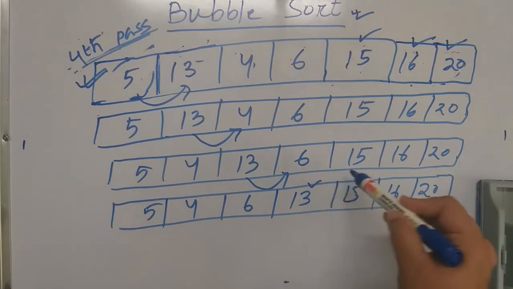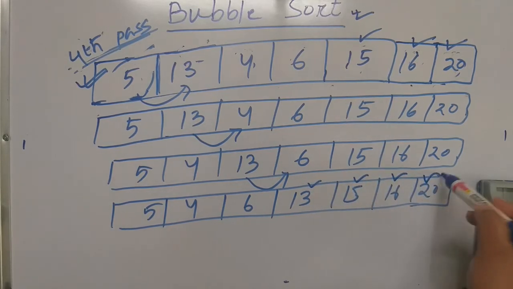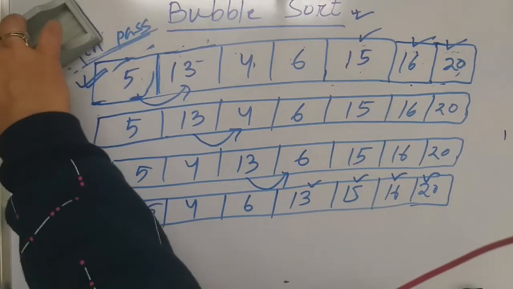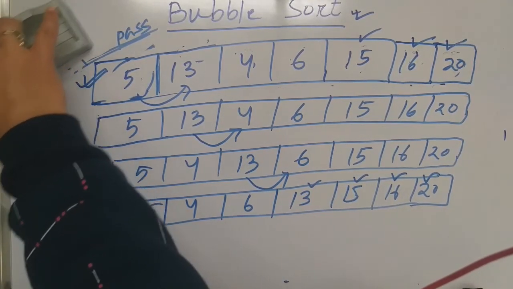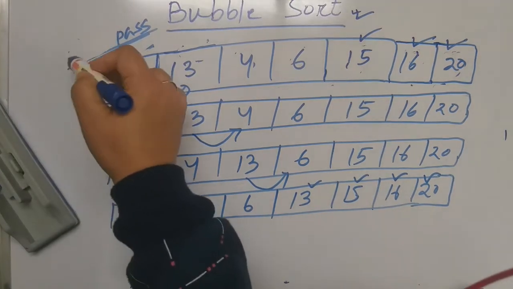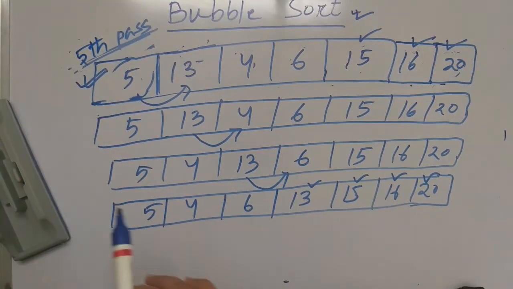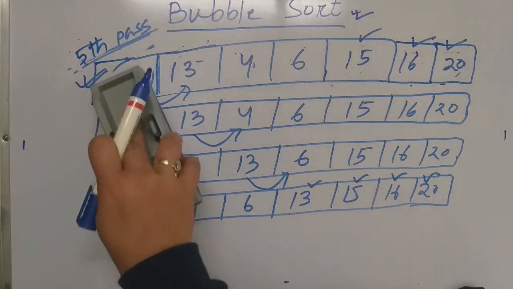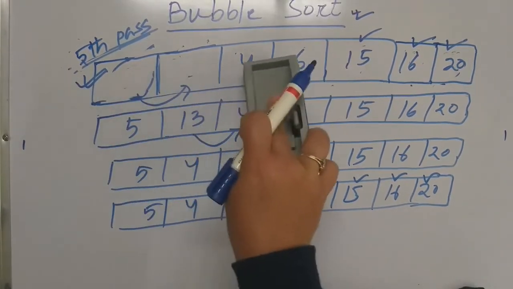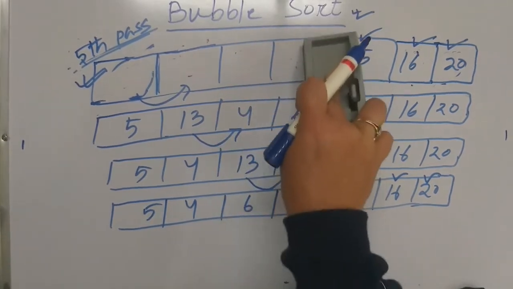So after the fourth pass, 4 elements are already sorted. Okay, so the last 4 elements are already sorted, 13, 15, 16 and 20, and this is the input for the 5th pass. Okay, so how many number of passes are there? Number of elements passes are there. So how many number of elements previously? 7 number of elements are there. Okay, so in that 5th pass, the 4th pass result is the input for the 5th pass.